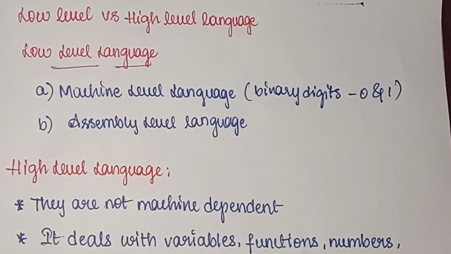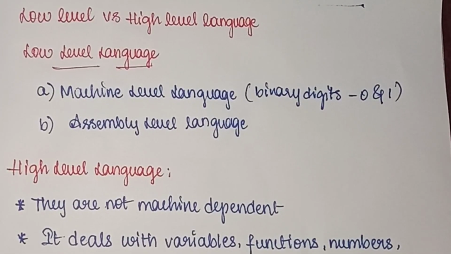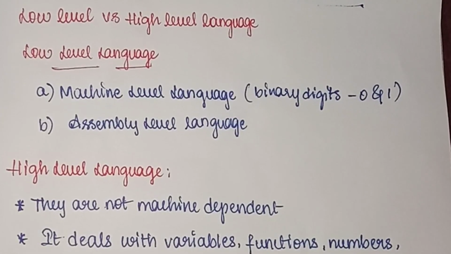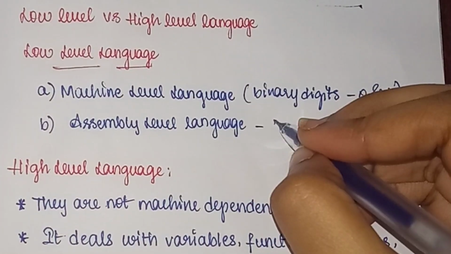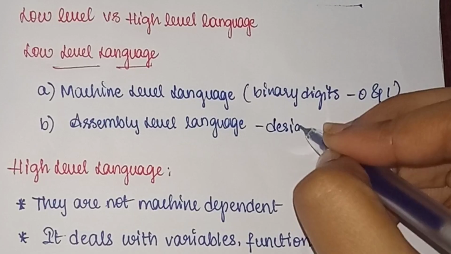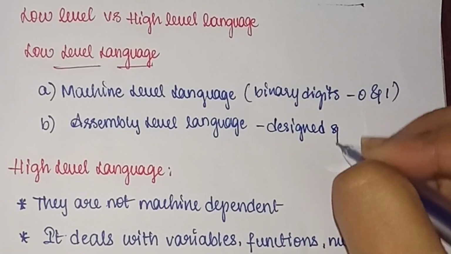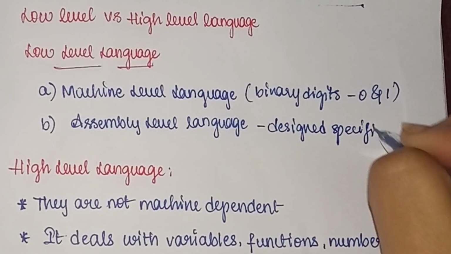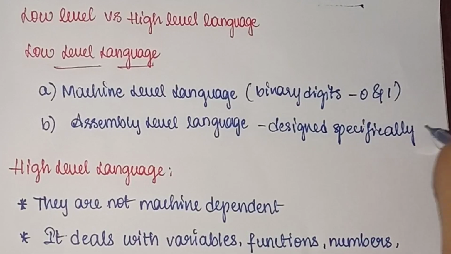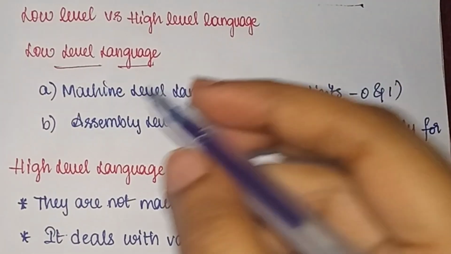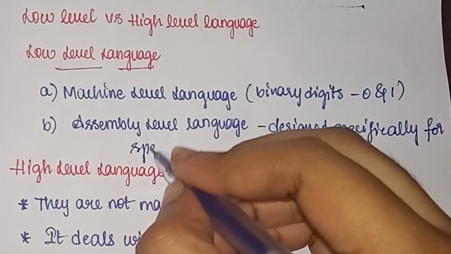Suppose my computer has a different architecture and your computer has a different architecture. So assembly level language is used in such cases, designed specifically for specific architectures of computer.